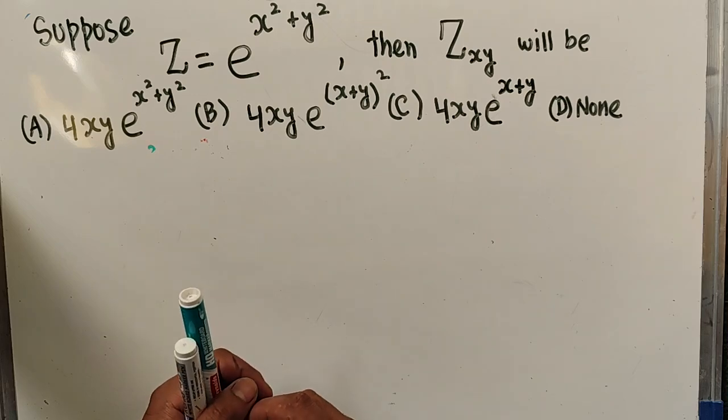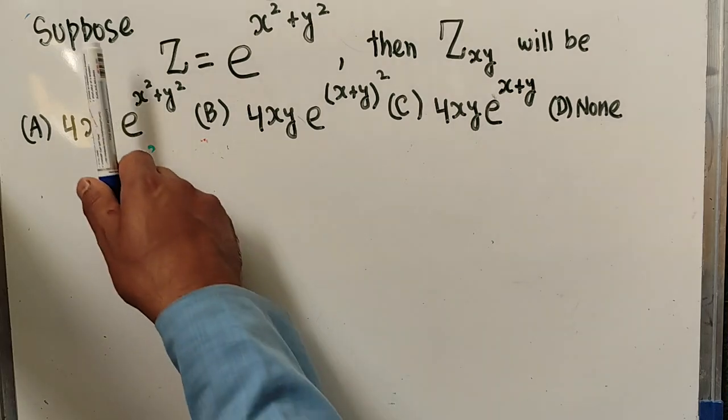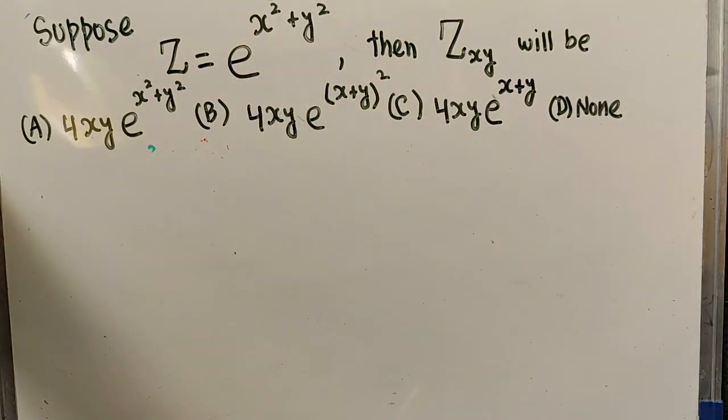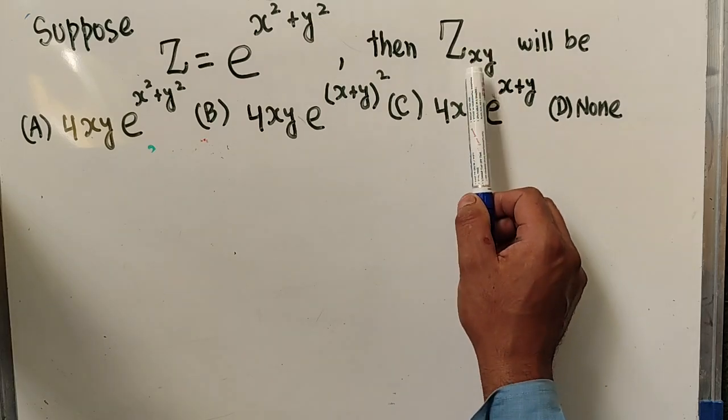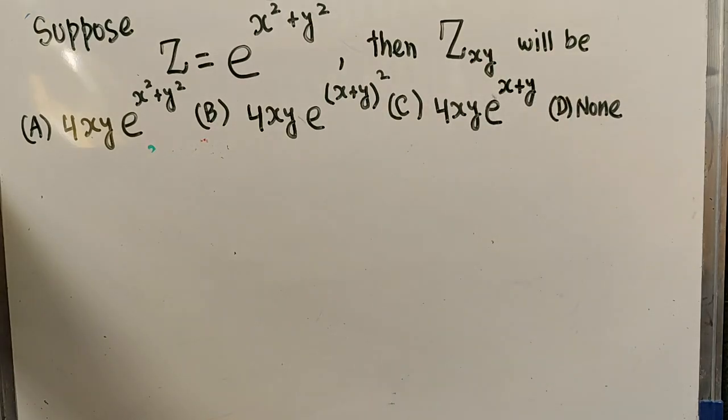Let us solve a question on multivariate calculus. The question is, suppose z is equal to e raised to the power x square plus y square, then z subscript xy will be, the options are being given, we need to find out the correct option.